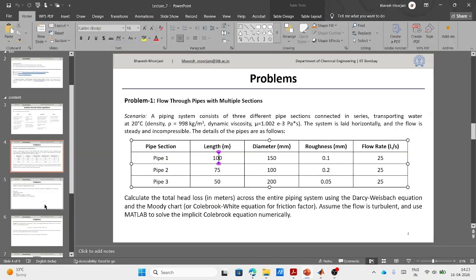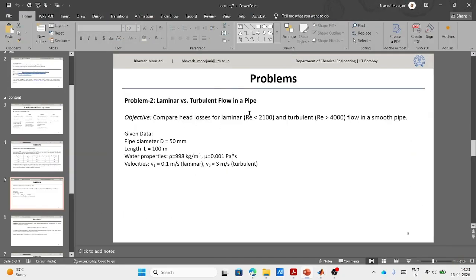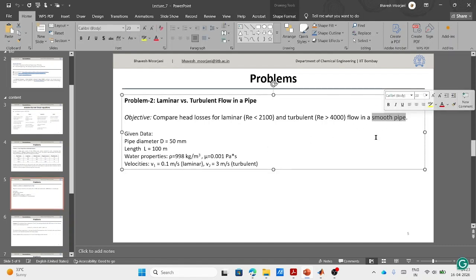Now let's look at the second example, which is laminar versus turbulent flow in the pipe. Here we have to compare the head loss for laminar and the turbulent flow in a smooth pipe, right? So here the one information given is the smooth pipe. We have been given the diameter, length, water properties, and two velocities.